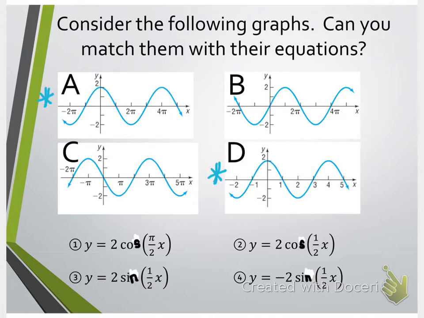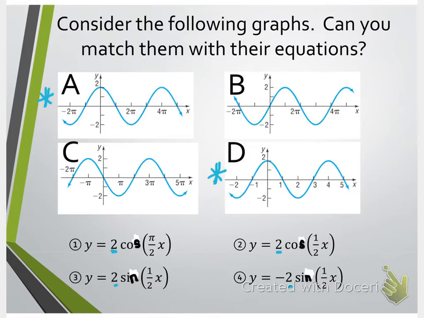So A and D have to be the 2 cosine graphs. So they've got to be 1 and 2. And how are we going to tell the difference? Oh boy. And then B and C have to be 3 and 4. Notice that all of them have the 2. So it means their amplitude is 2.